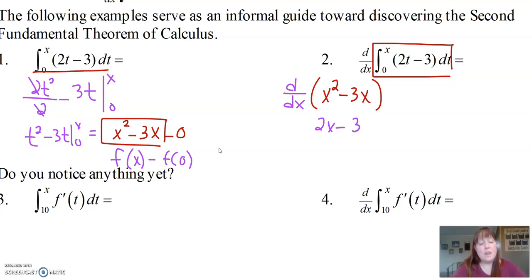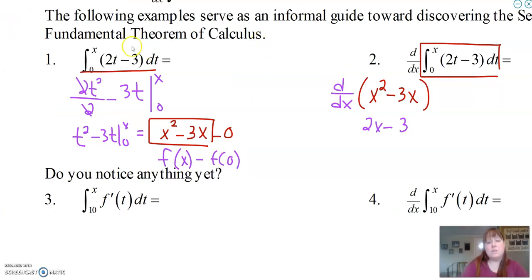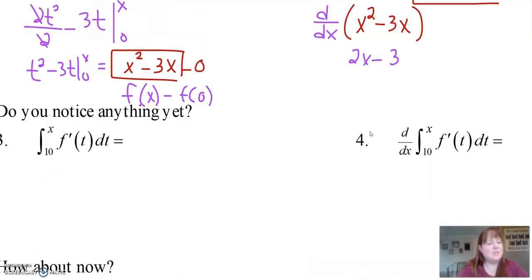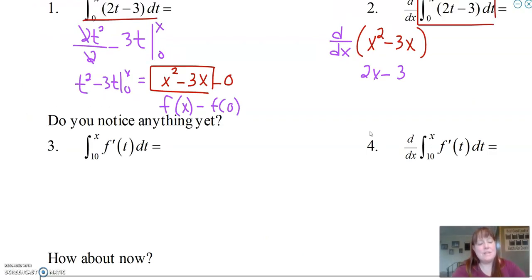Huh. That sure is interesting, because when I look back over here, 2t minus 3, I took the integral, and then I took the derivative, and ended up with 2x minus 3. So it's basically the same function, but I just put x in there, right? Okay, let's look at one more to see if it works like that every time. And you could probably guess that it does, because you guys have been in math long enough to play the what-is-the-teacher-thinking game. So let's take a look at this.